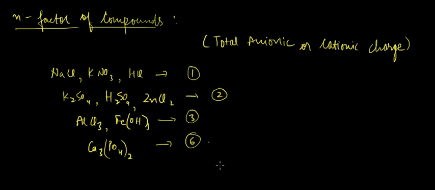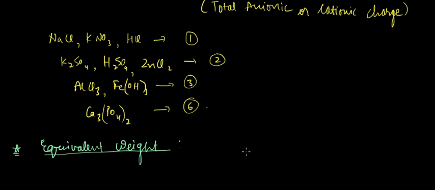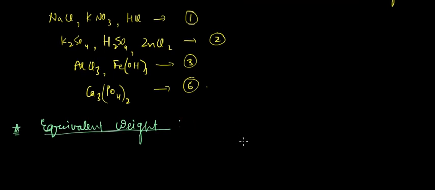Next let us talk about equivalent weight, a new concept. So equivalent weight is the weight of a substance combined or formed with 1 gram of hydrogen, 8 grams of oxygen and 35.5 grams of chlorine.